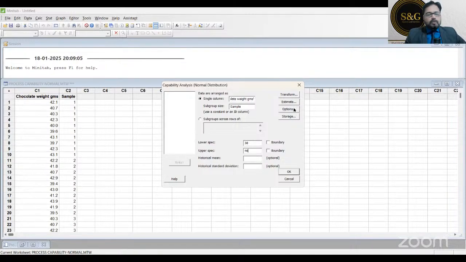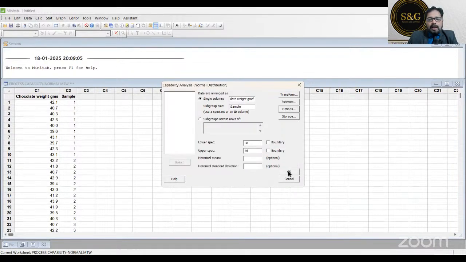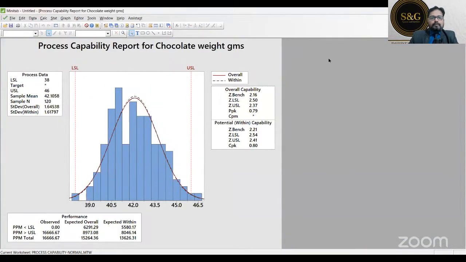Now go to Options. There is a small change you need to make: instead of Cp, just select Benchmark Z. Just click on that. Say OK and say OK. Everybody's got this? Just give me yes in the chat box. Anybody who has not understood this? Not understood the flow, how we have arrived at this graph?